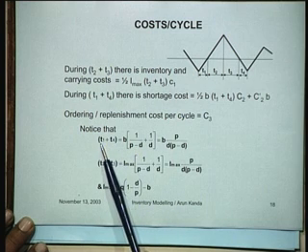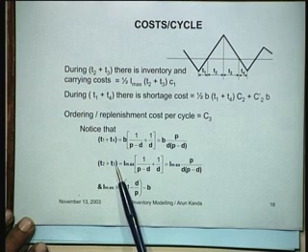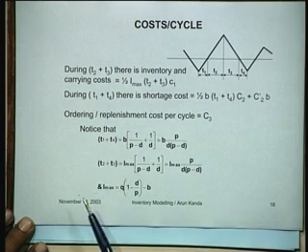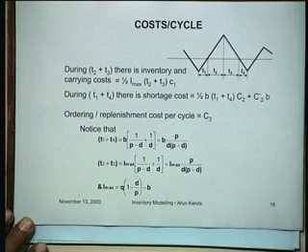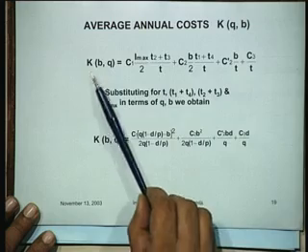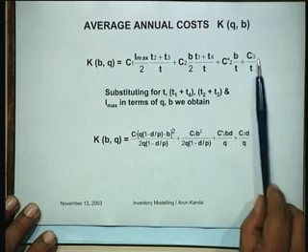Then you express T1 plus T4, which is the period during which you incur shortages, T2 plus T3, which is the period during which you incur carrying inventory, and I max is this particular quantity. So doing a bit of mathematical jugglery, you arrive at the expression for the total average annual cost K(Q,B), which is of this nature.